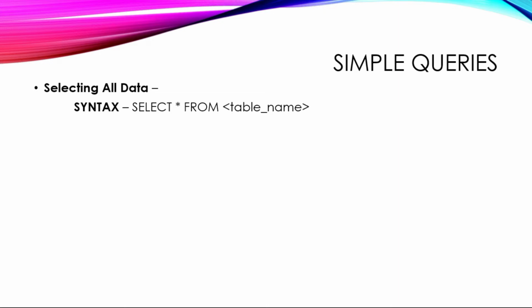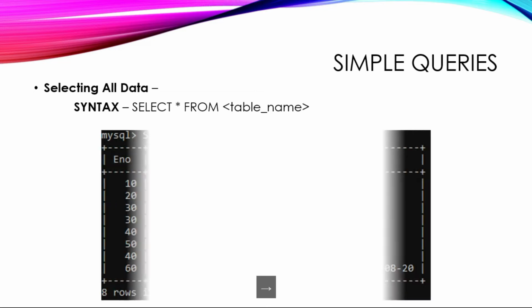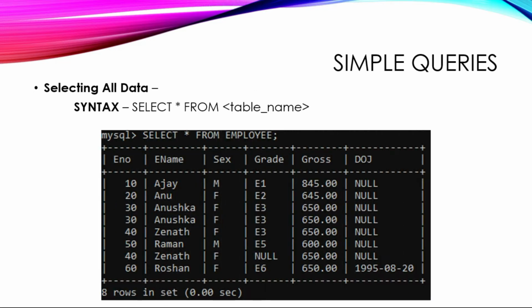You have to specify the name of the table whose complete data you want to see. Here you can see in this query I have given select star from employee. Employee is the name of my table. So here you can see all the data.